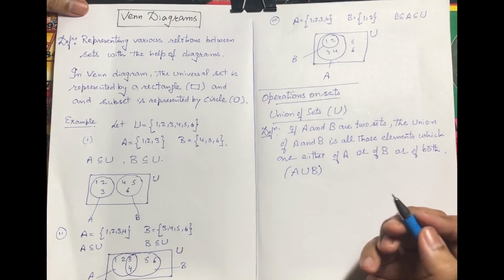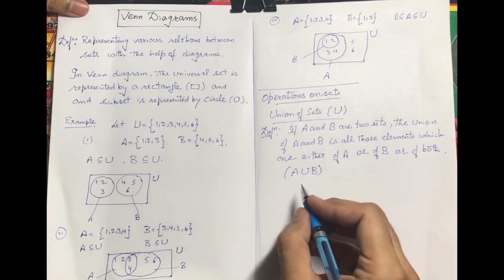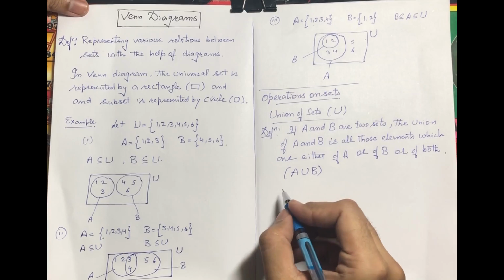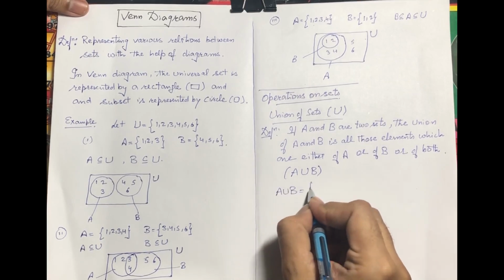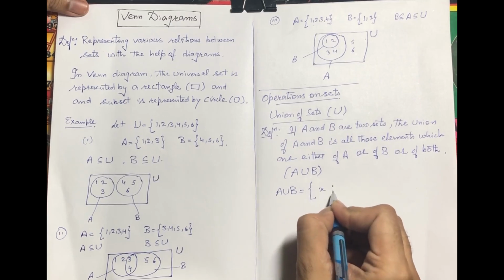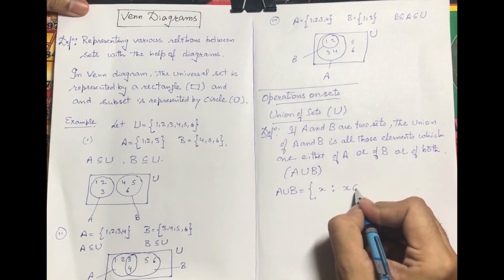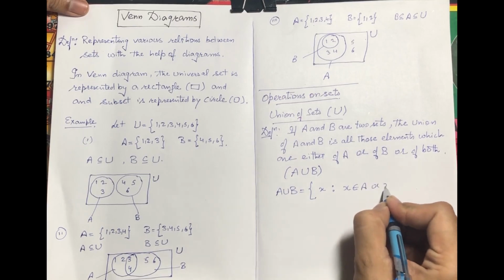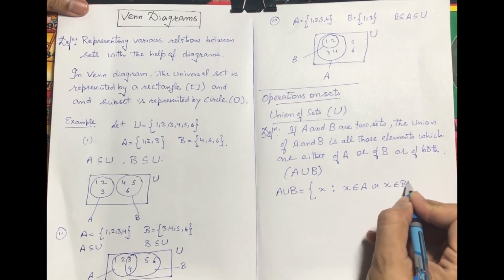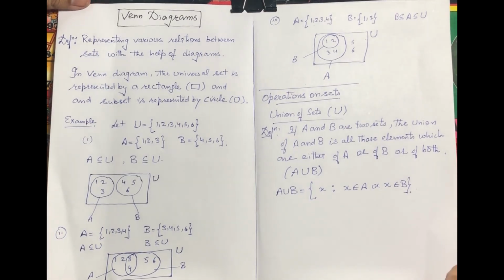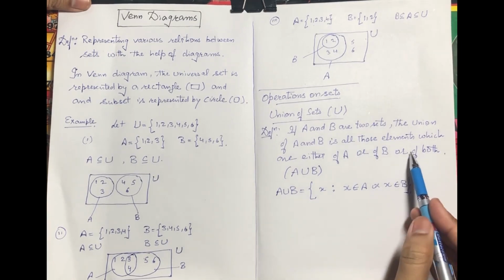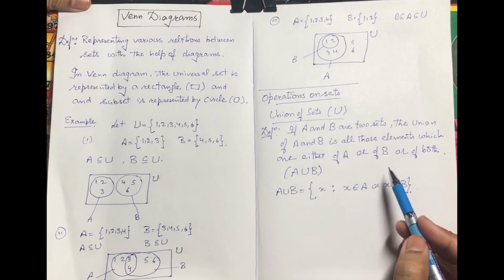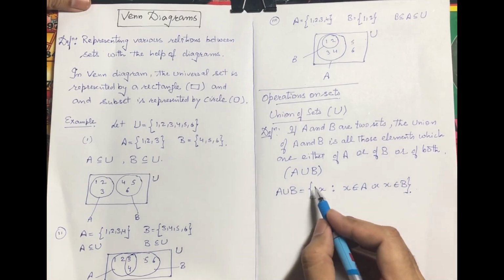Now in set builder form, it is represented as A union B equals the set of x such that either x belongs to A or x belongs to B. But here you must remember one thing, that the element which is common to both A and B is only taken once.